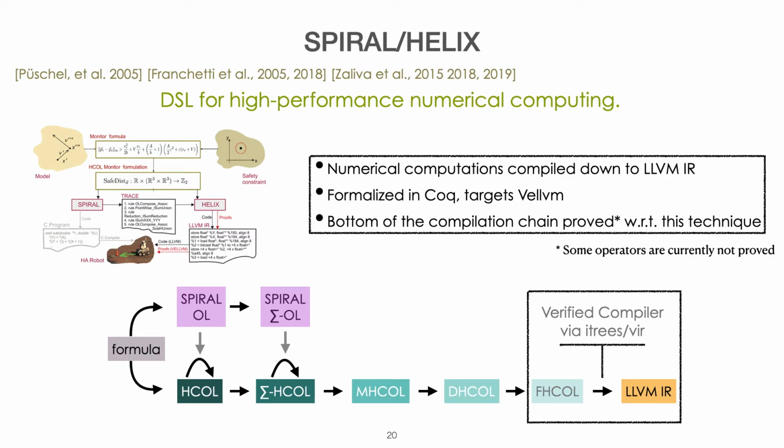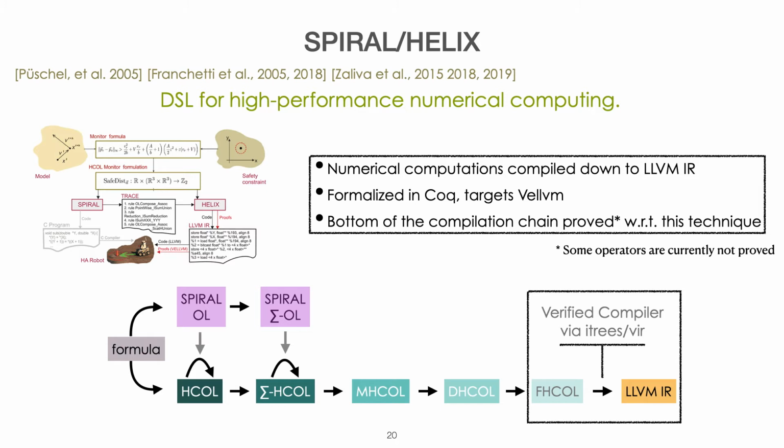We have conducted a major case study in order to validate this approach. Helix is a formalization of something called Spiral, that is a pipeline to generate high-performance code for numerical computation. Helix is a formalization in Coq of Spiral and chose to target Vellvm as its backend. In itself, it has a complex compilation chain that is using diverse techniques to ensure correctness. But at the very bottom, its last intermediate representation, called FHCOL, targets Vellvm, our formalization of LLVM IR.